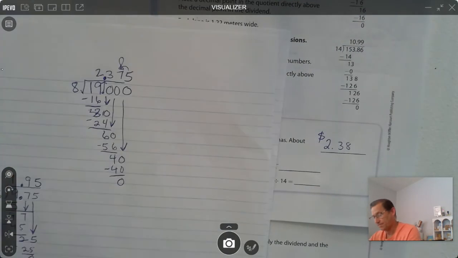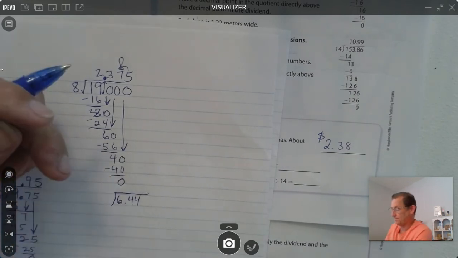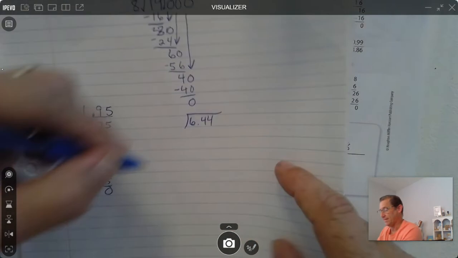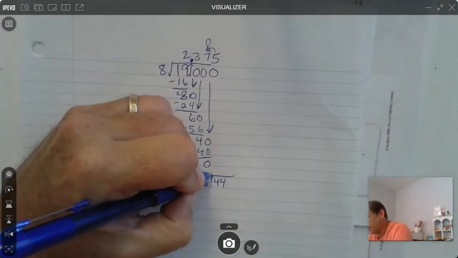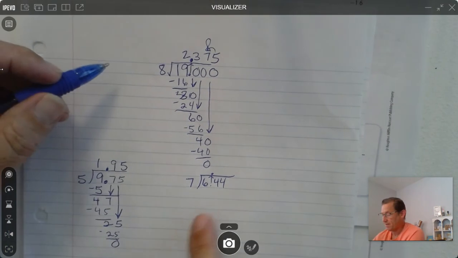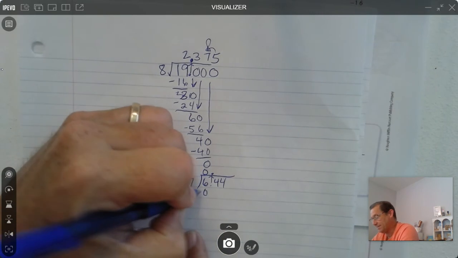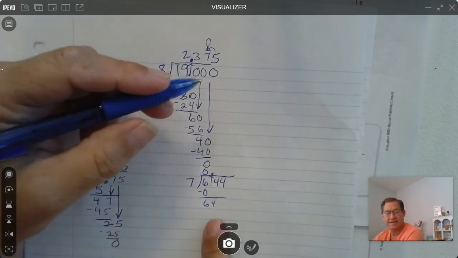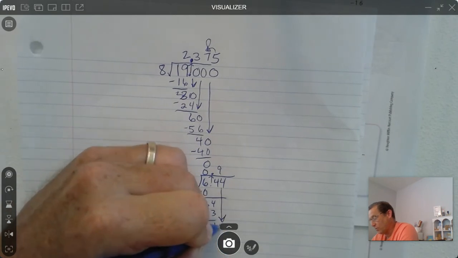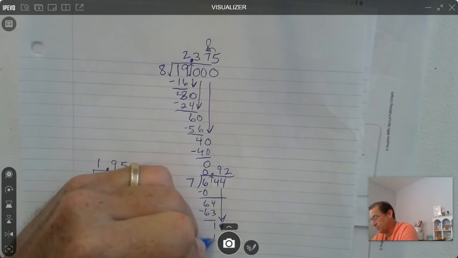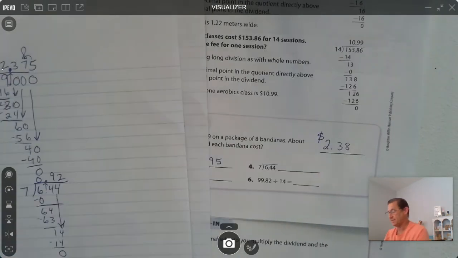Number 4, 6.44 divided by 7. If we bring the decimal point straight up into the quotient, I know I can't take any 7s from 6. So how many 7s can I take from 64? 9. Bring down the 4 hundredths, and 7 times 2 is 14. So our answer is 0.92.